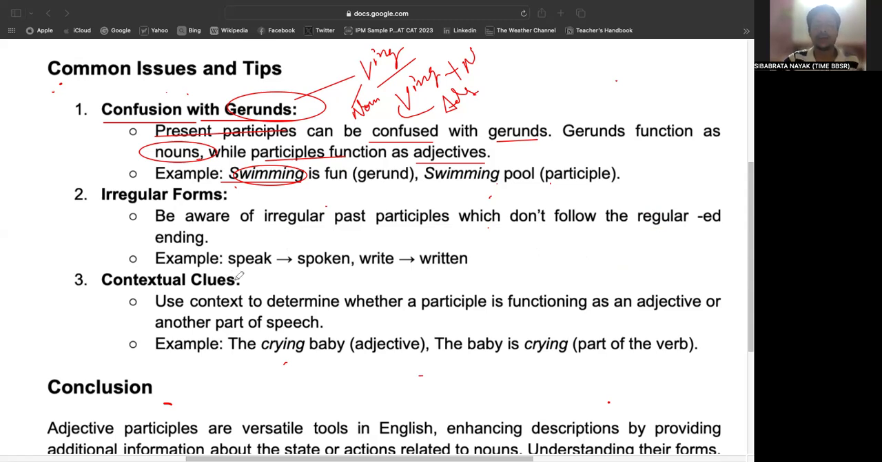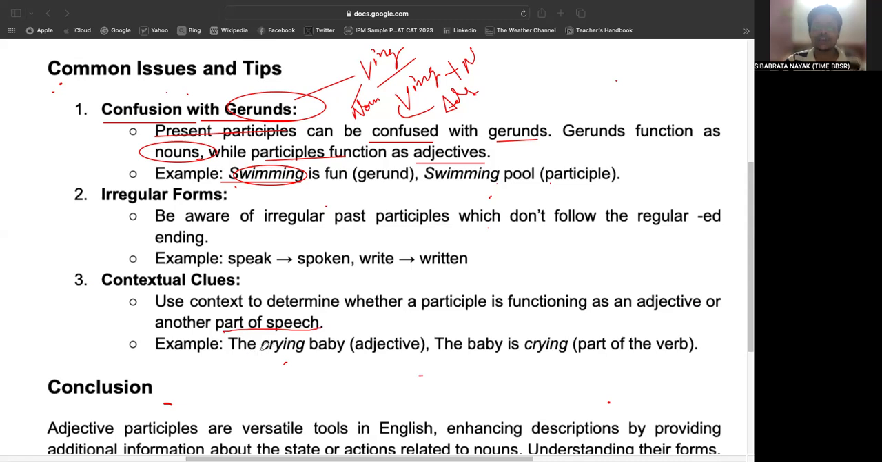When we are talking about irregular forms of the past participle, irregular forms means what? Go, went, gone. Find, found, found. Such words can be called one irregular verb, two irregular verb, or three irregular verb. Then the third is contextual clues. When I say contextual clues, what does it mean? Use context to determine whether a participle is functioning as an adjective or another part of speech.